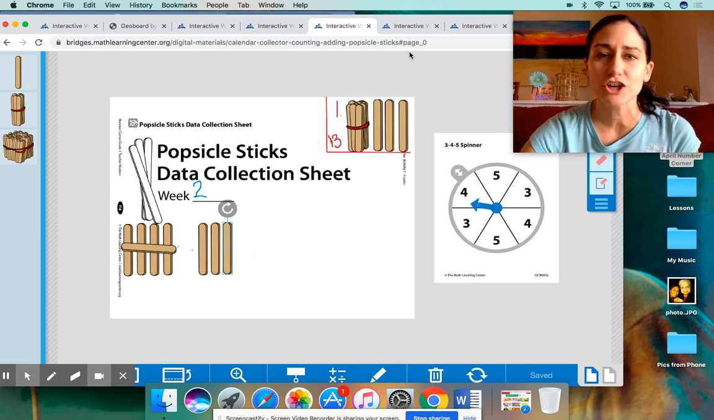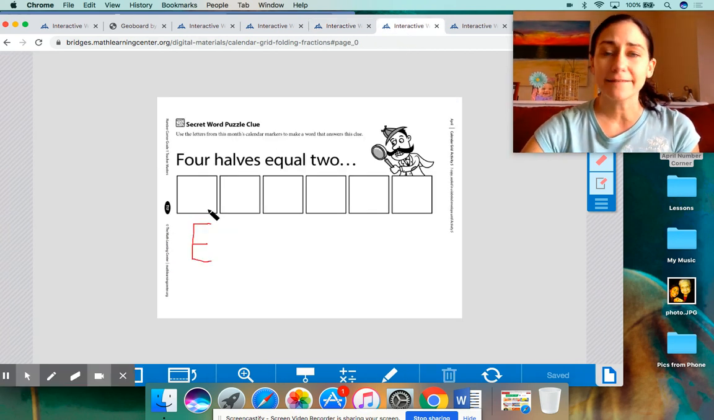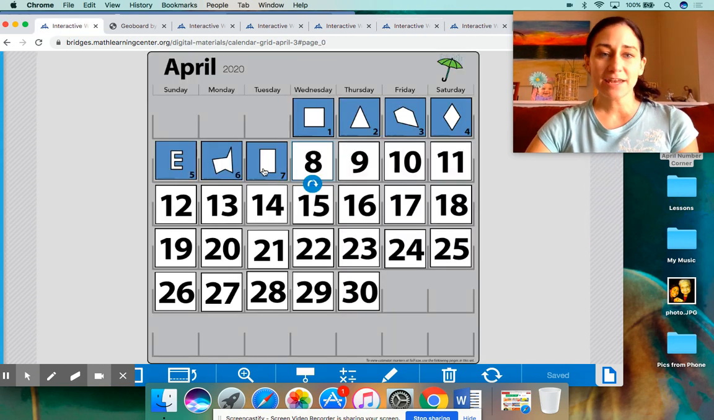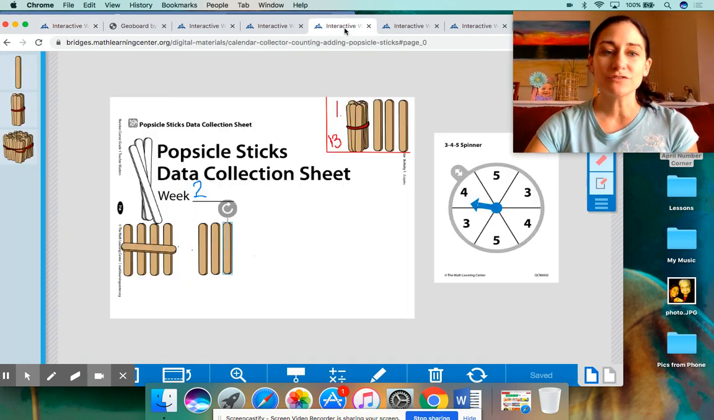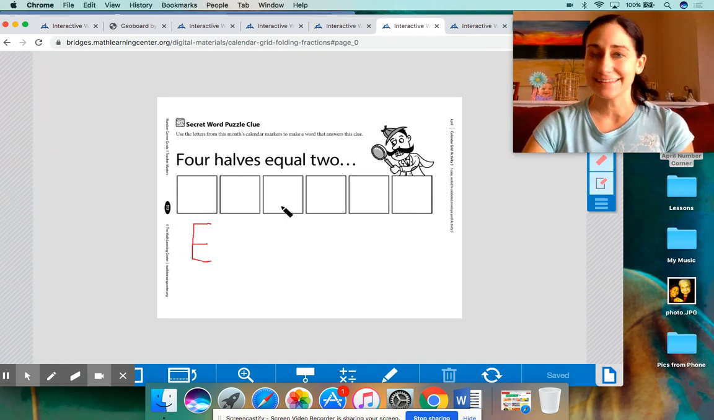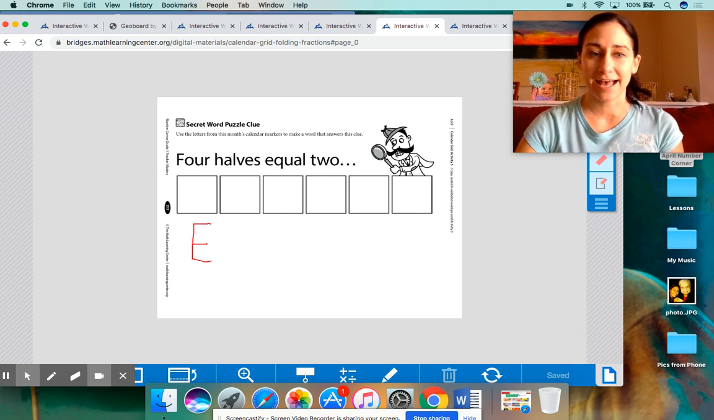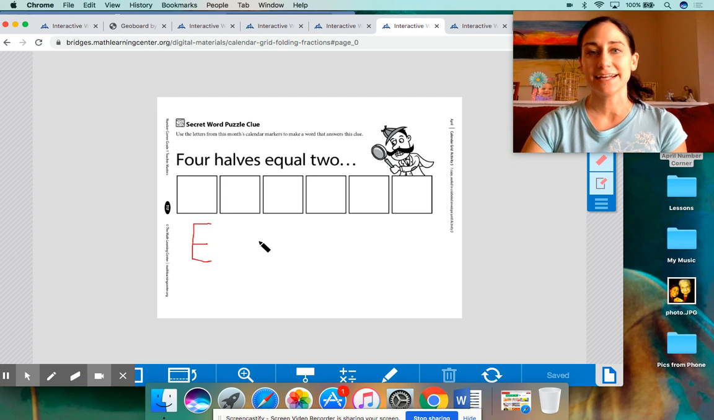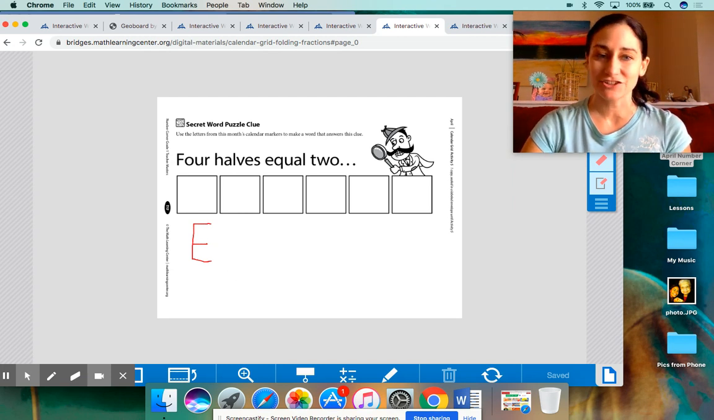Okay, let me just show you real quick. Last time yesterday, we had the letter E that we had to add to here. Since we did the calendar today, we had another shape. So since it's not a letter, we do not need to add anything over here. We don't have another letter to add. So we have to keep on going through the calendar until we come across the next letter. Then we can add it to there.